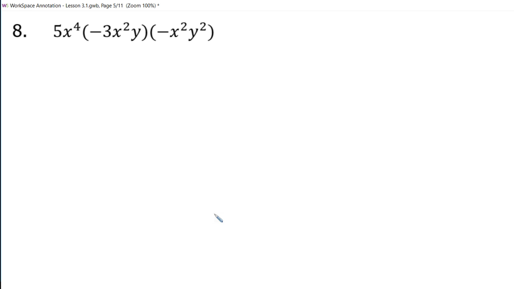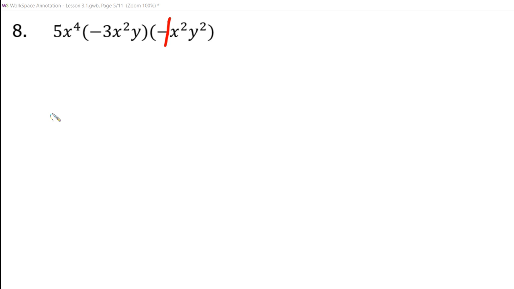Multiply those coefficients first. We have a 5, a negative 3. What is this one? Negative 1. Now I'm going to change it up. Instead of multiplying left to right, I'm going to do it backwards. Is that okay? If I had 2 times 3, could I do 3 times 2? Yes, it's commutative. We could switch the order and get the same answer.